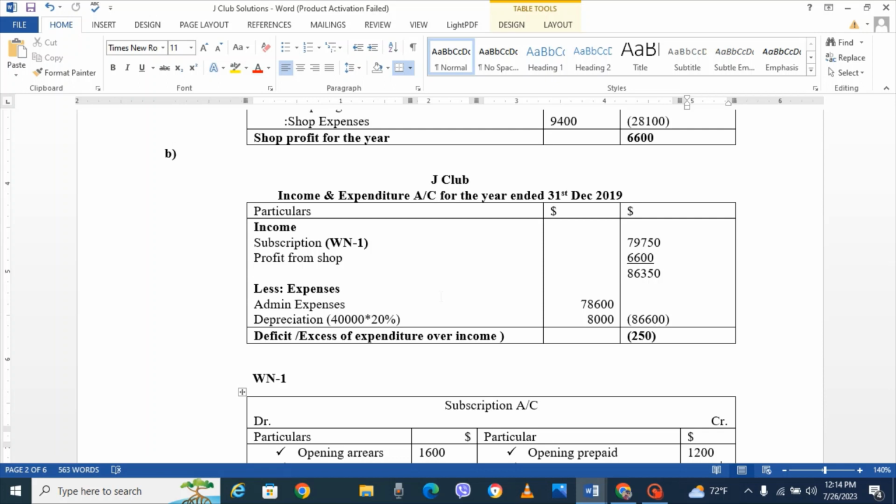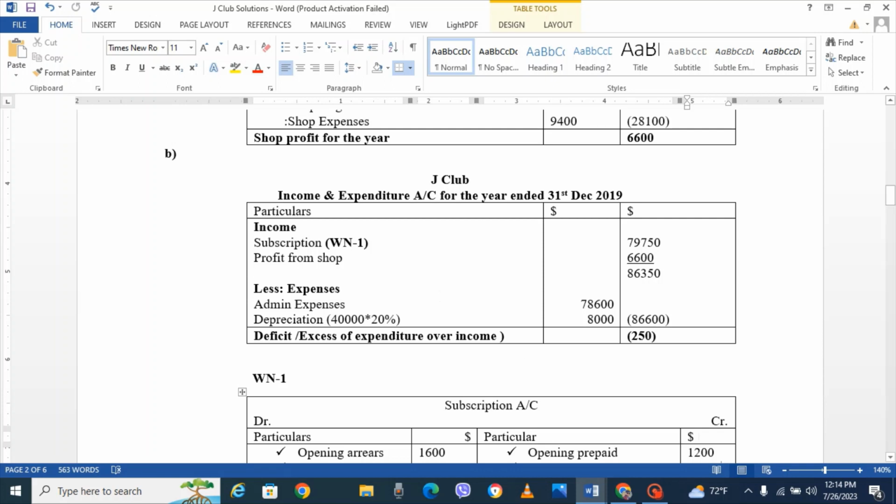So you all know under the straight line method we can simply multiply the given percentage with the cost price of the asset. So here club equipment is of value 40,000. So 40,000 into 20% gives you $8,000. So if you deduct these both values from 86,350, then it will be a 250 negative value. So that refers to the deficit, or excess of expenditure over our income.